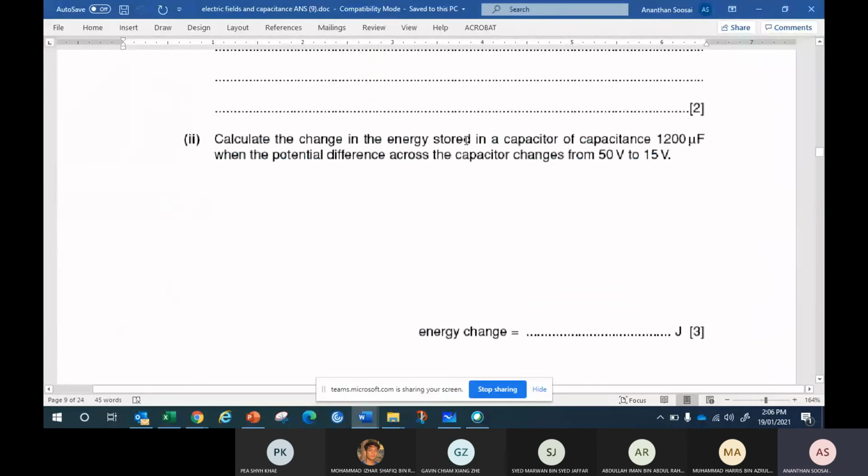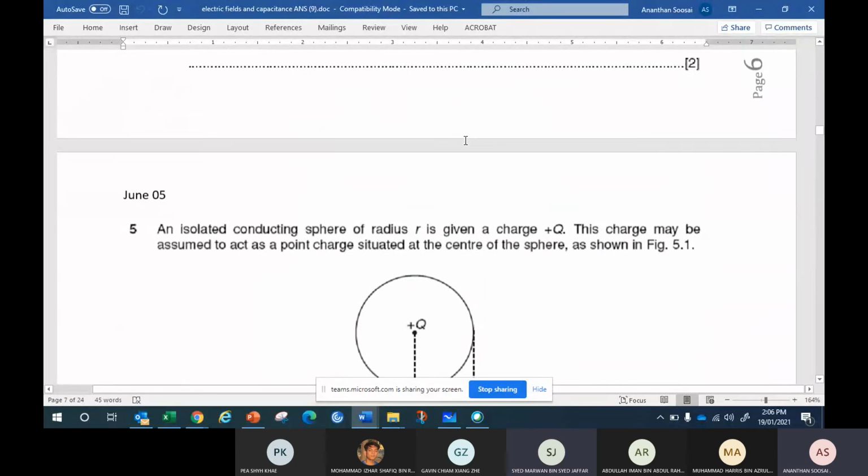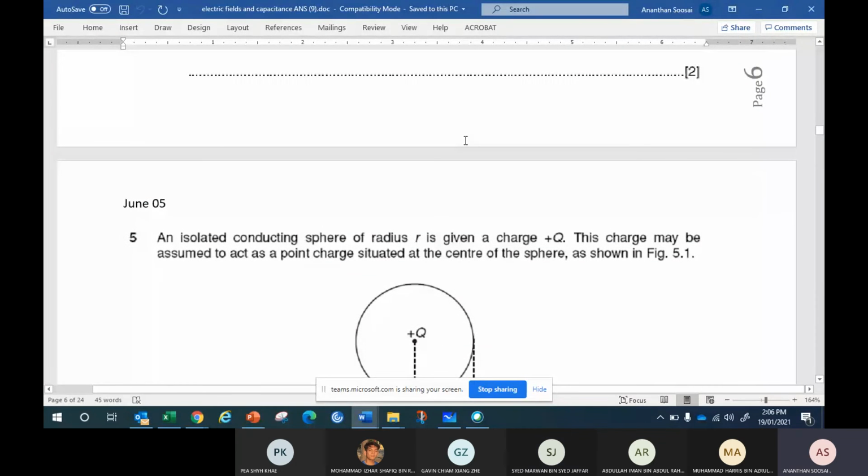Okay, can you see the document, guys? Can you hear me? Yes. Can you see the document? Yes. Okay, good.